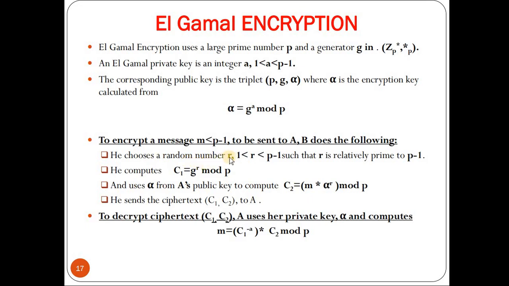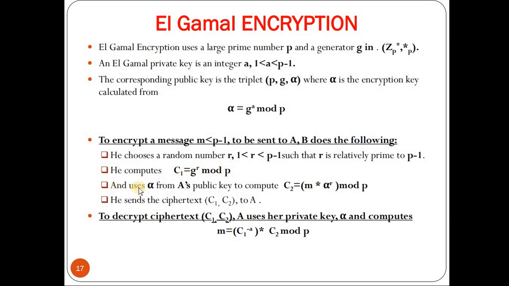He chooses a random number r. This random number r is chosen by B within the range 1 to p minus 1, such that r is relatively prime to p minus 1. That is, r is co-prime to p minus 1, that is GCD of r and p minus 1 should be equal to 1. Next he computes one component, C1, where C1 is equal to g to the power r mod p. r is nothing but the random number chosen by B. So it takes g to the power r mod p, and this is called C1.